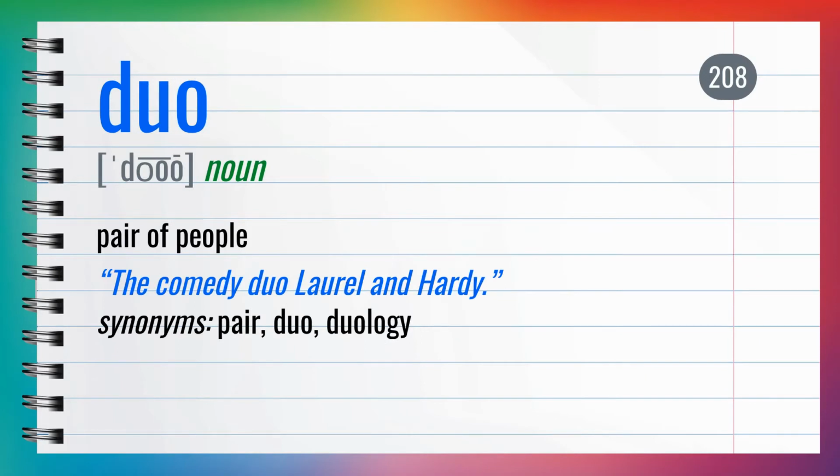Duo. Duo means pair of people. For example, the comedy duo Laurel and Hardy. Synonyms: pair, duo, duology.